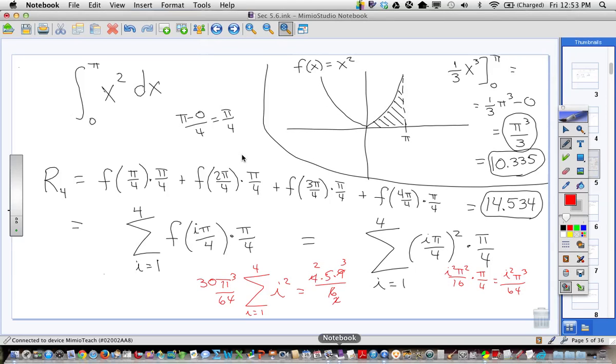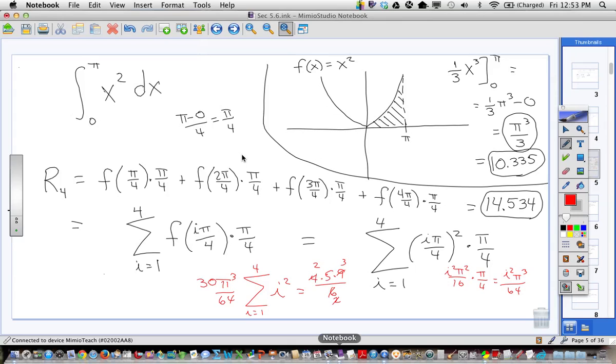Now I come over here. The pi cubed and the 64 is a constant, so I'm going to pull that out in front. So here's my pi cubed over 64 out in front. That leaves me just an i squared, right? That leaves me sigma i squared. Oh, we got a formula for that. n times n plus 1 times 2n plus 1, over 6. So our n is 4. So 4 times 5 times 9 over 6. We work that out, we get 30. 30 pi cubed over 64.